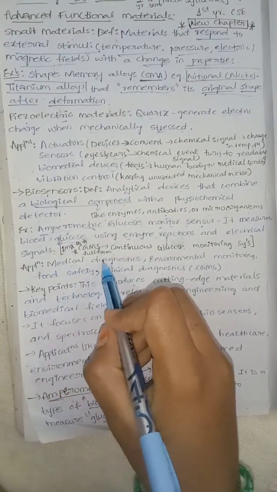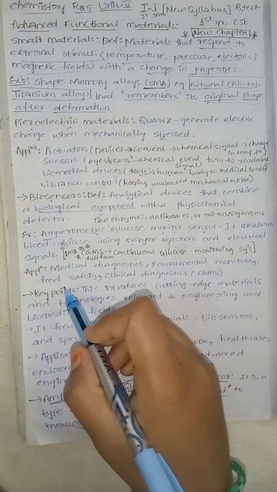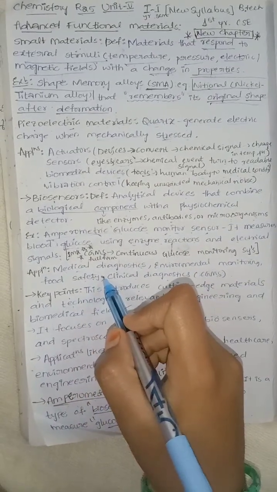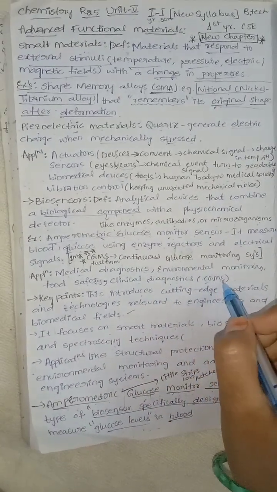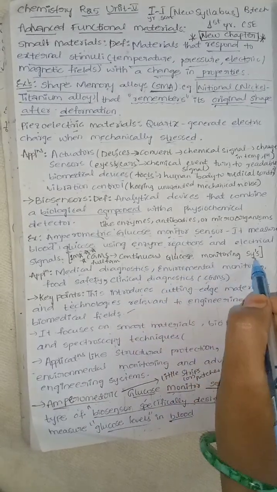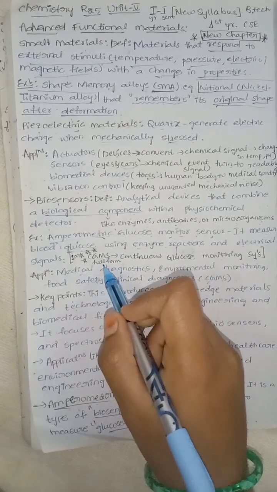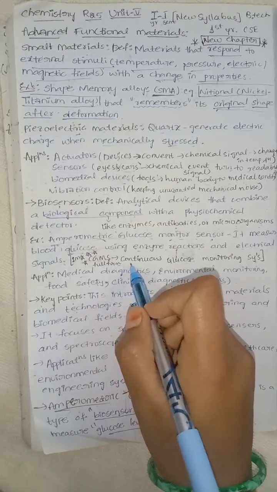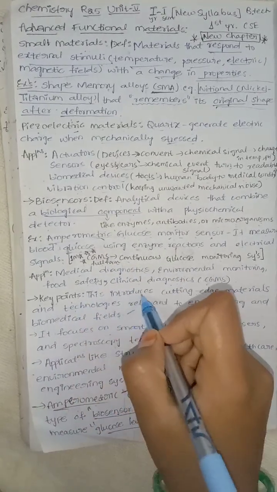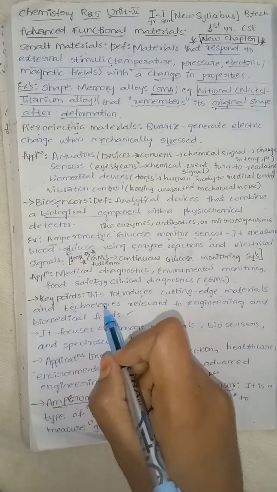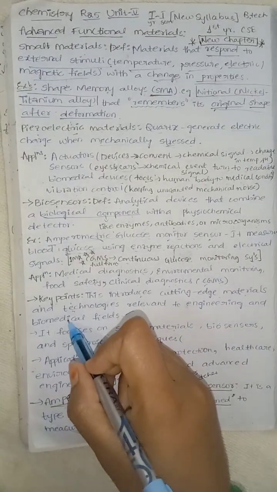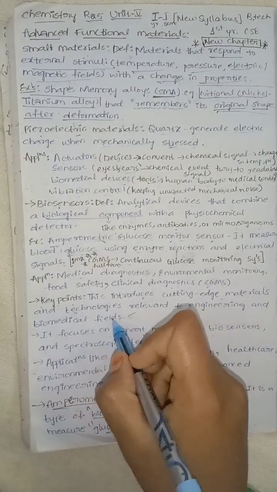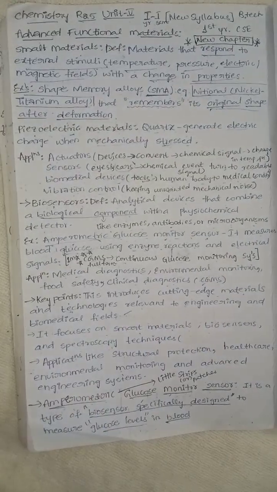Applications: it is used in medical diagnostics, environmental monitoring, food safety for checking the safety of food, and clinical diagnostics like CGMS, continuous glucose monitoring systems. This full form is important, they will ask it in semester exams for 1 mark as a short question. Key points: this introduces cutting edge materials and technologies relevant to engineering and biomedical fields.